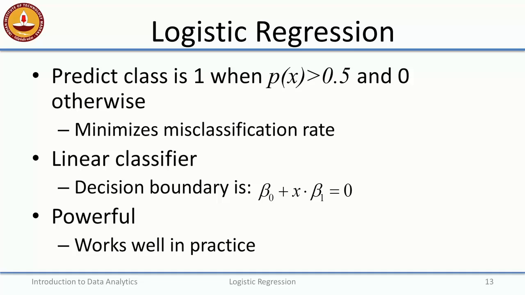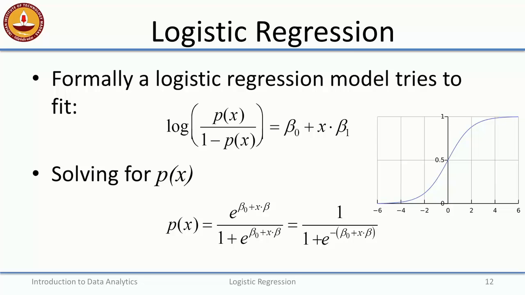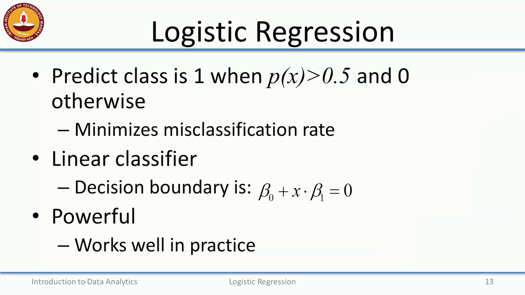Right. One thing to note, even though p of x is given by this exponential function, what is the actual classification boundary? What is the decision boundary? The decision boundary is the point where the probability of class 1 is equal to the probability of class 0. So, with a little bit of thought, you can see that the decision boundary is still given by a line, which is beta naught plus x beta 1 equal to 0.